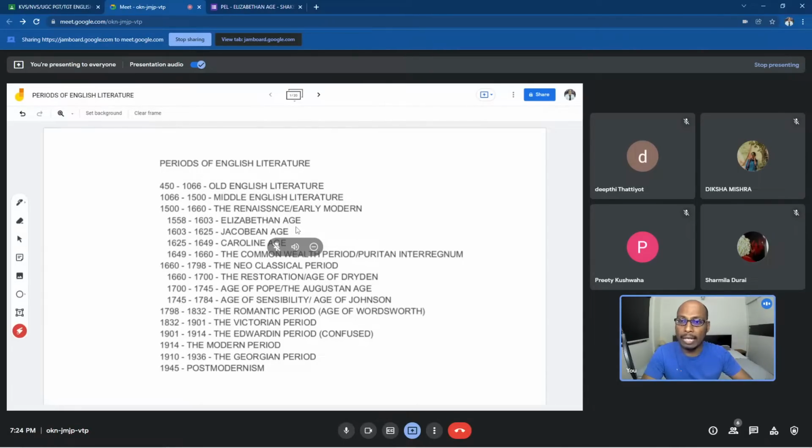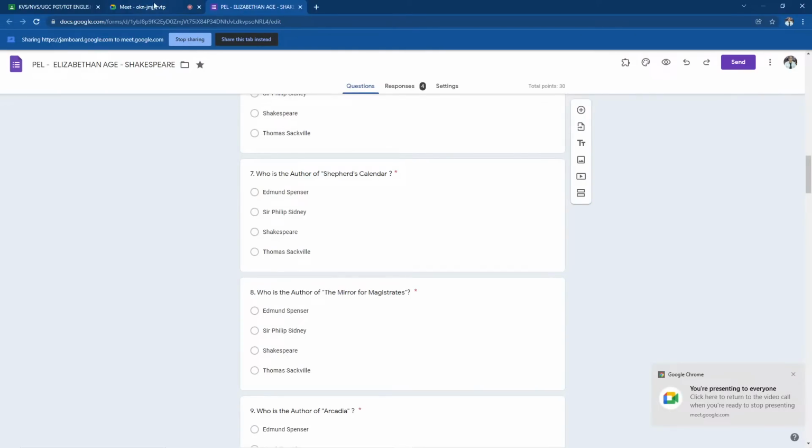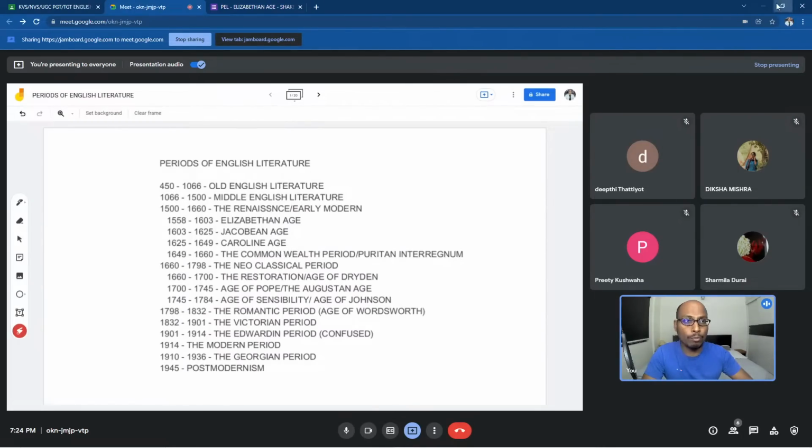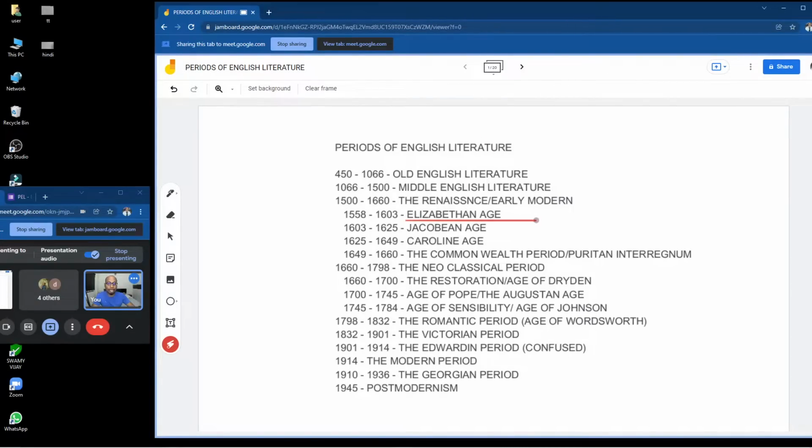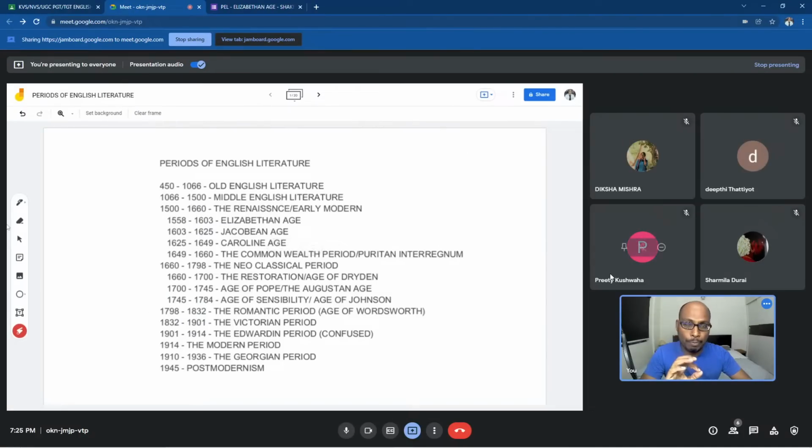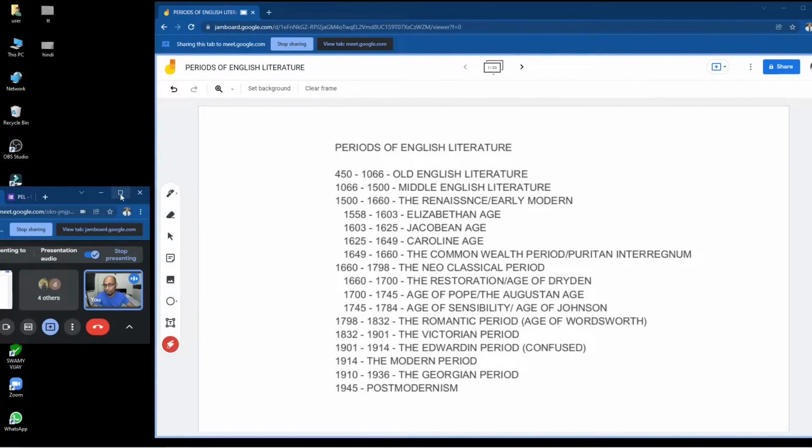When you are writing about the Elizabethan age, for example, what do you write? The ruler, the historical events, the literary figures, and then the literary works of art. If you can connect all these four elements and prepare one paragraph, that small paragraph is enough for quick revision before examination. So this is one of the techniques you have to follow.